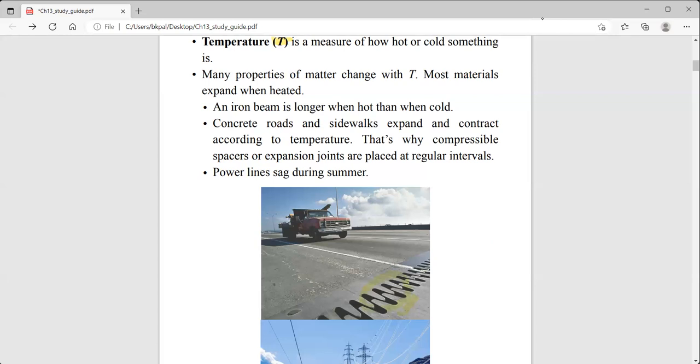And during winter they contract, okay? So basically this spacer, or the expansion joints, are used to avoid destruction due to the temperature change, okay? And power lines, for example.